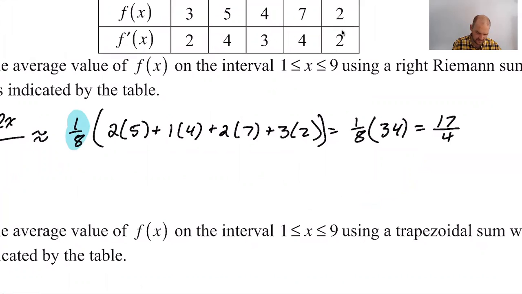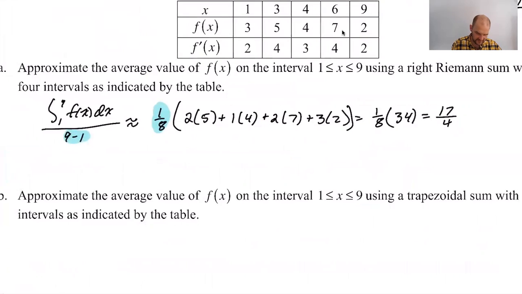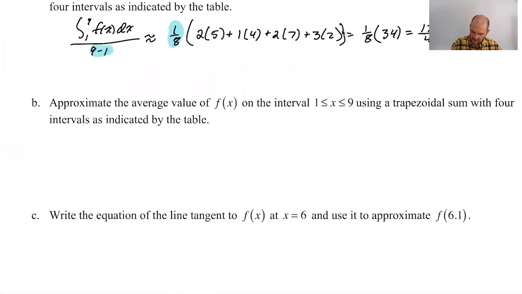Anyway, let's just check it. So 10, 14, another 14 is 28, and then 6 is almost definitely 34. So I think that's good. Approximate, we're just doing the average value again, using a trapezoidal sum with 4 subintervals.